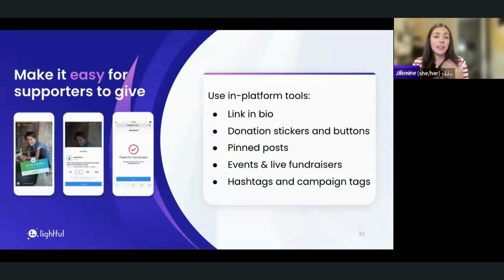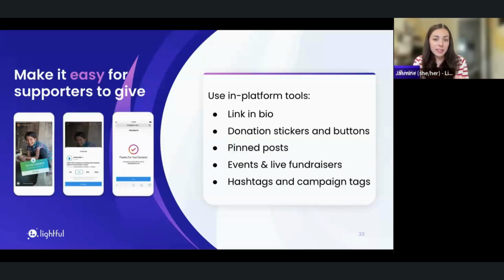Firstly, we have the link in bio. On platforms like Instagram and TikTok, you can't add clickable links directly into your post caption. So the link in your profile bio is essential. And this is where you should always have your donation page or campaign landing page linked. If you're running multiple campaigns at once, you can use tools like Linktree or Beacons to have several links listed in one place. And the key here is just to make sure you remind people, as part of your call to action, to click the link in your bio.